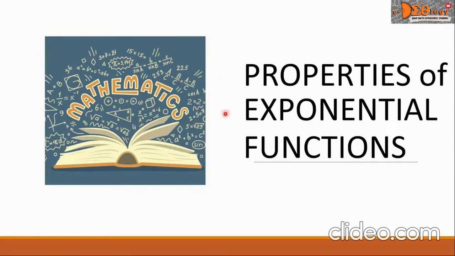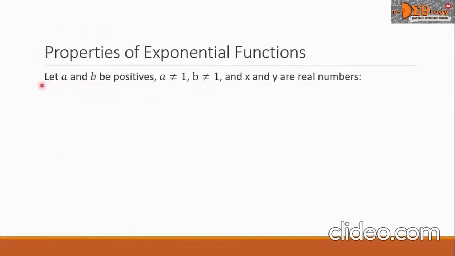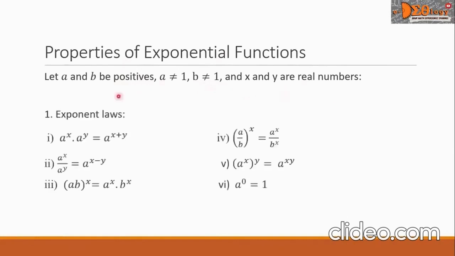Properties of exponential functions. Let a and b be positive, where a is not equal to 1 and b is also not equal to 1, and x and y are real numbers. The first property is about exponent laws. Here are 6 examples of our exponent laws.